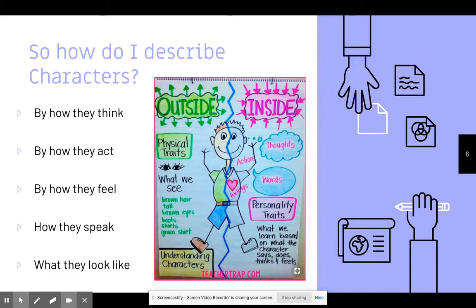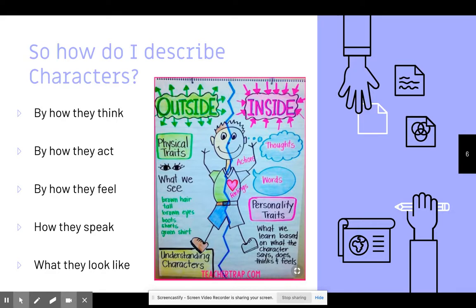So what we're going to focus on today is just basically describing a character and knowing the difference between inside traits and outside traits. So I have this little chant, and I can't see myself on the screen. I hope that you guys can see me. But the way we talk about characters is in 2 different things, the inside and the outside.